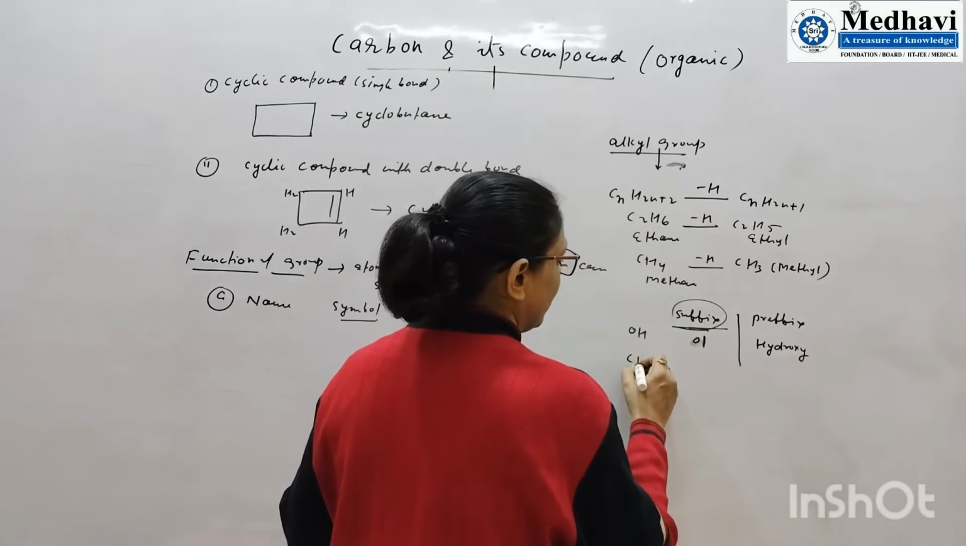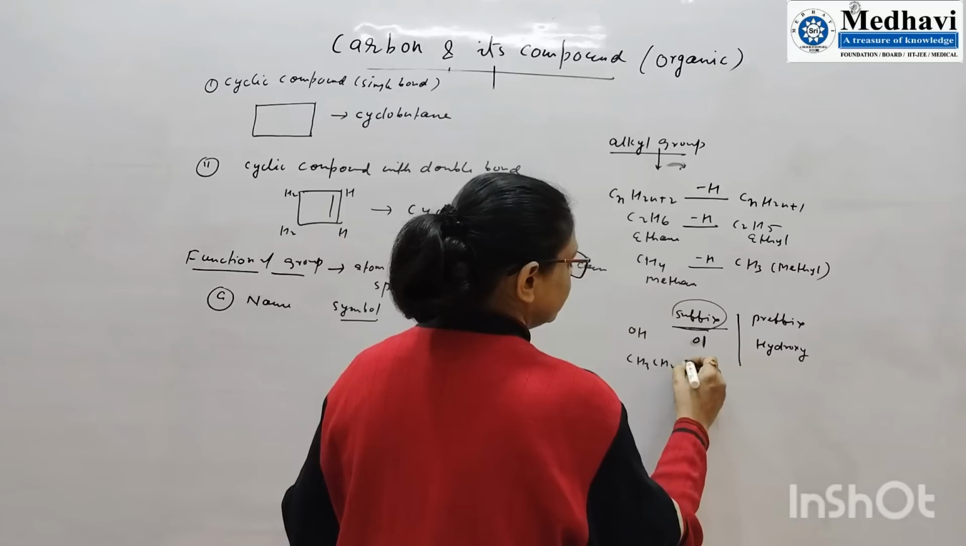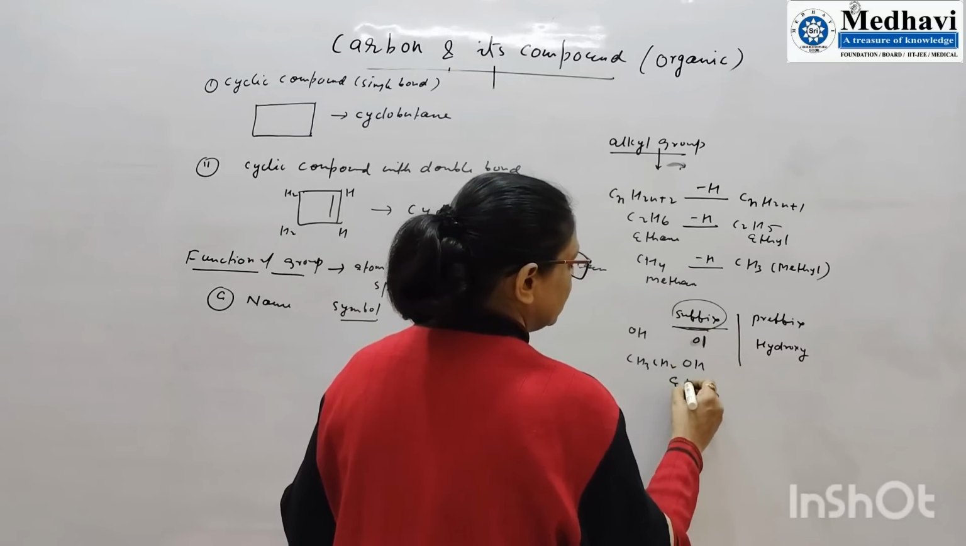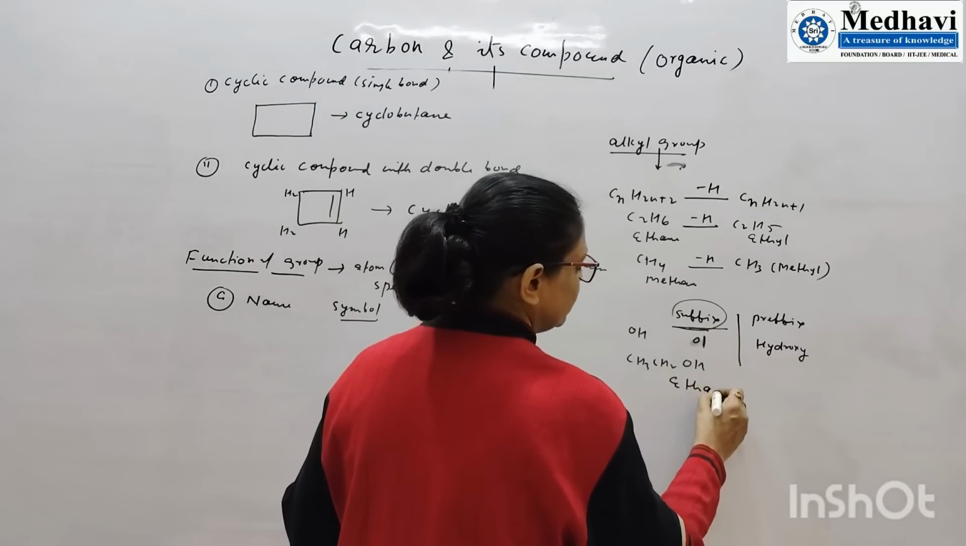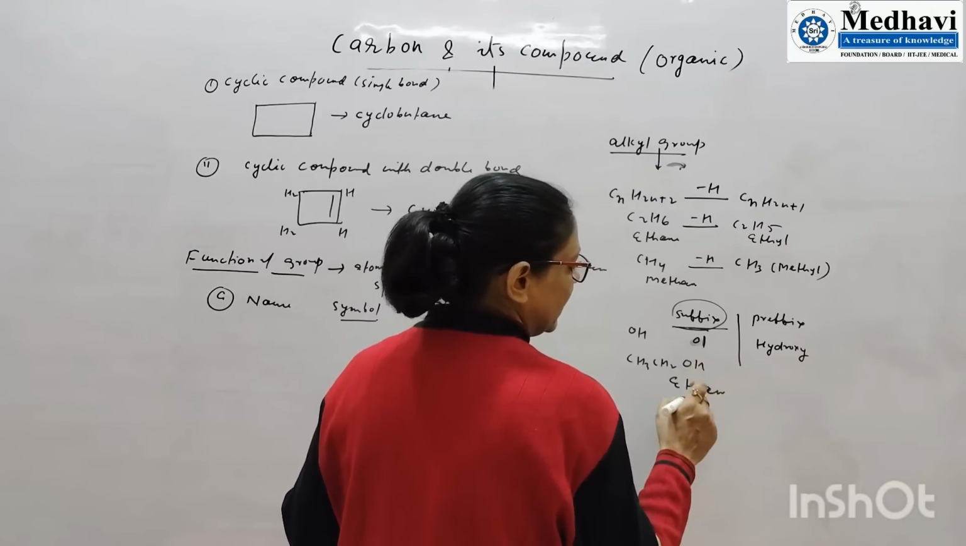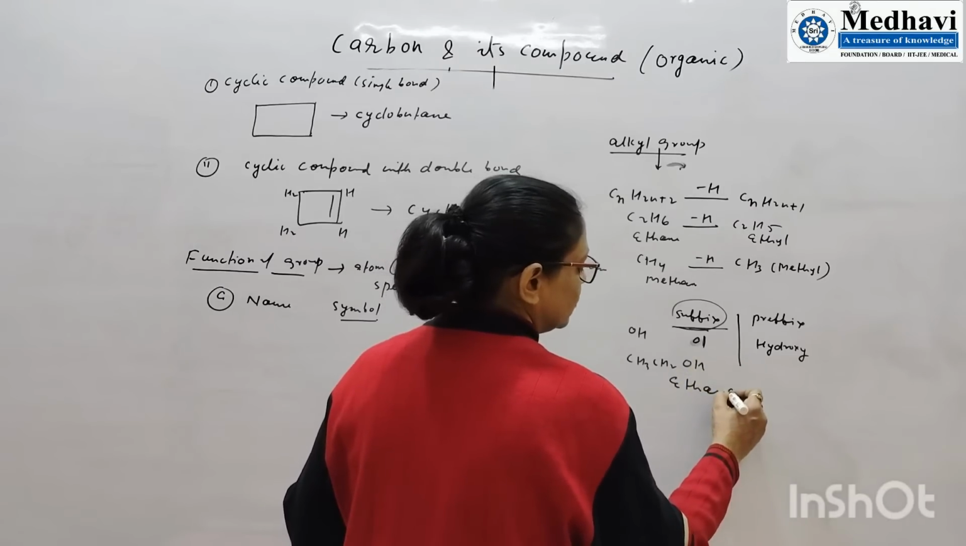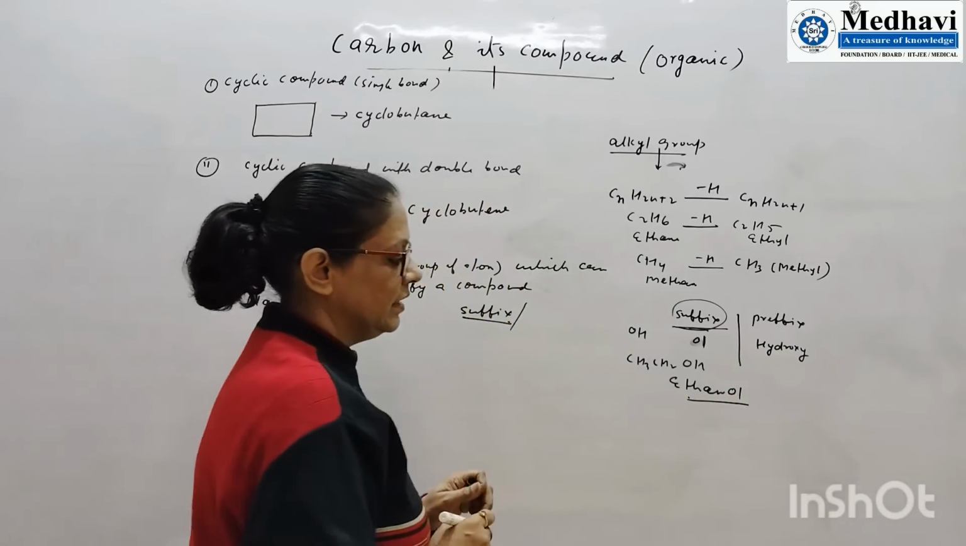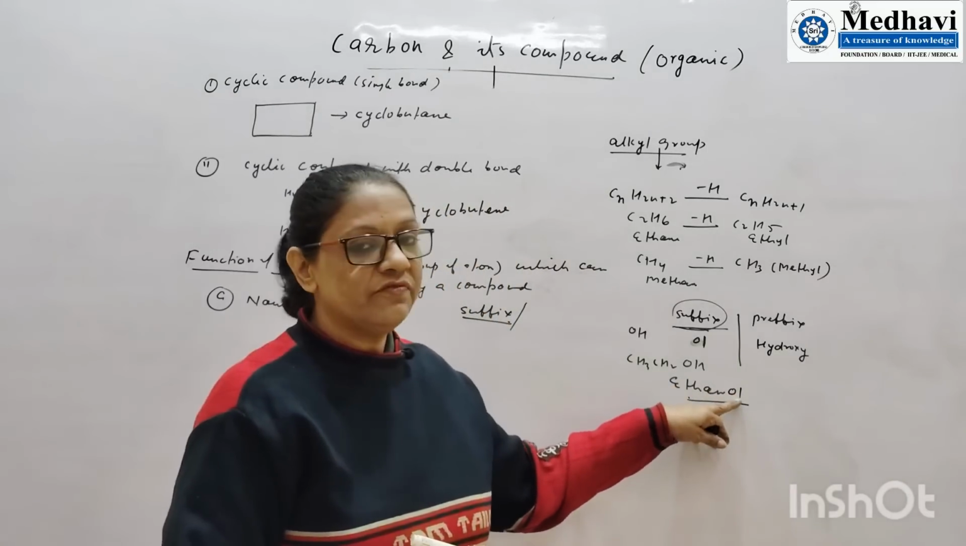So suppose the compound is this. 2 carbon is there, so for 2 carbon we use the word ethane, and you add suffix ol: remove the E of the alkane and add ol. So it becomes ethanol. So after the hydrocarbon we are using the functional group. That's why suffix.